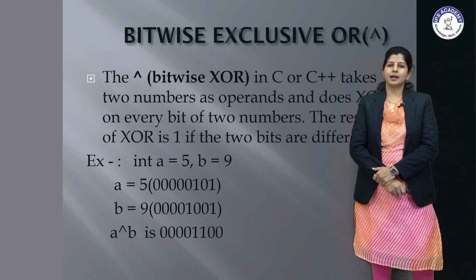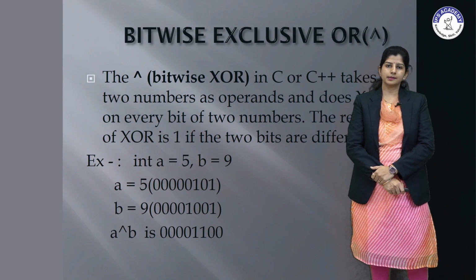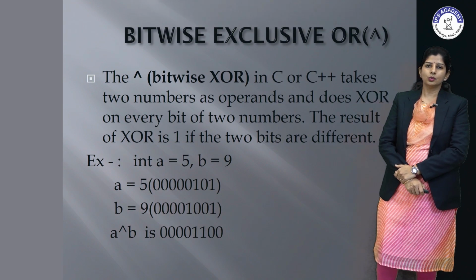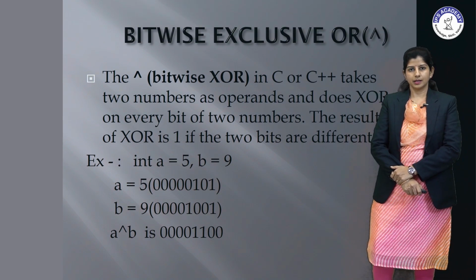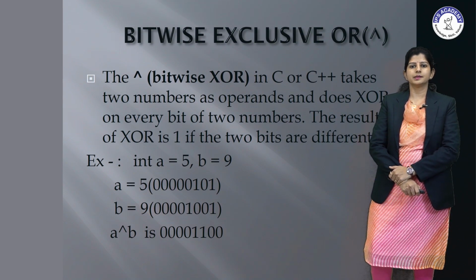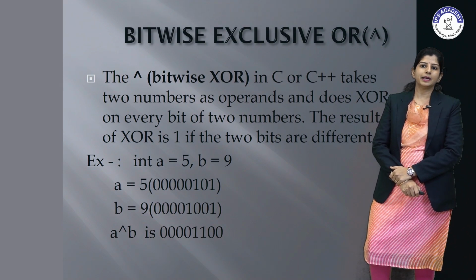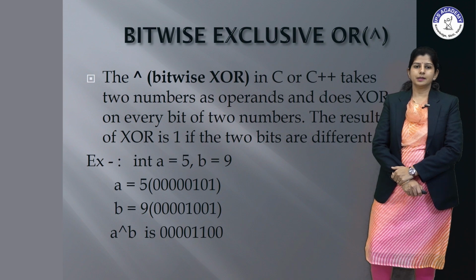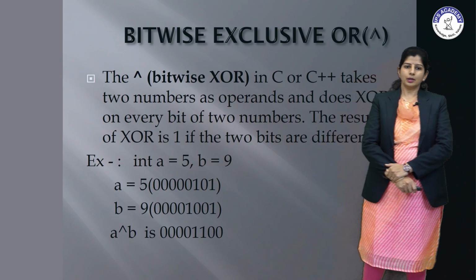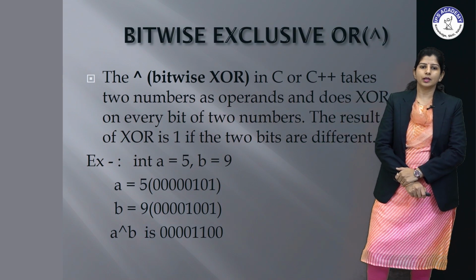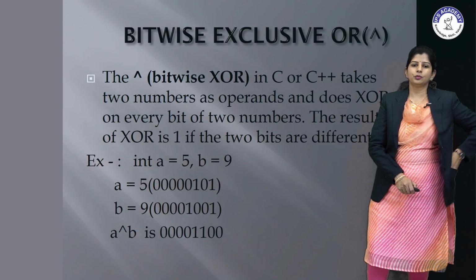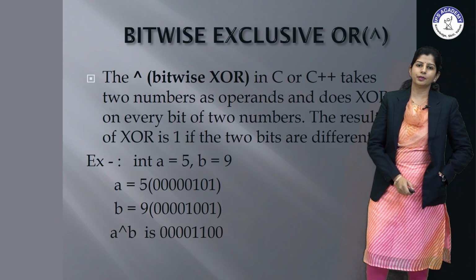The next one is bitwise exclusive OR. Yes, it is different from the OR operator, and exclusive OR is used in this form. We have an operator for it on the keyboard, which we can easily find and use in this form. It is also known as the bitwise XOR operator. In C, it takes two numbers as operands and does the XOR on every bit of the two numbers. The result of XOR is 1 if the two bits are different. It is different from the OR operator.